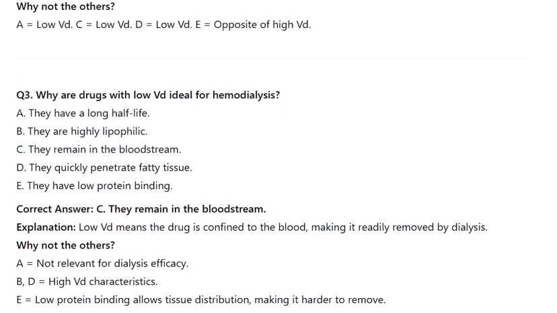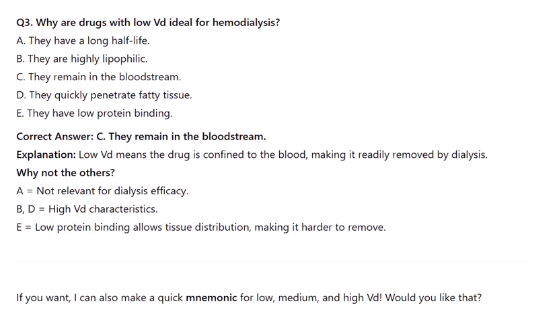Q3. Why are drugs with low VD ideal for hemodialysis? A. They have a long half-life. B. They are highly lipophilic. C. They remain in the bloodstream. D. They quickly penetrate fatty tissue. E. They have low protein binding. Correct answer: C. They remain in the bloodstream.